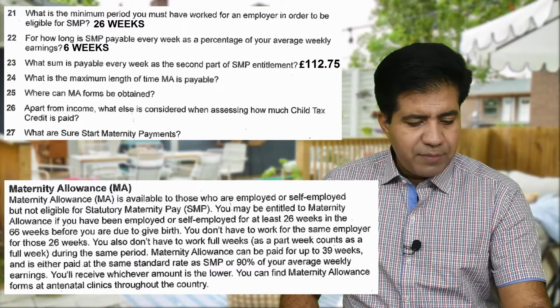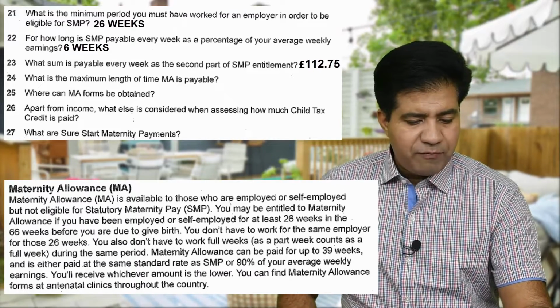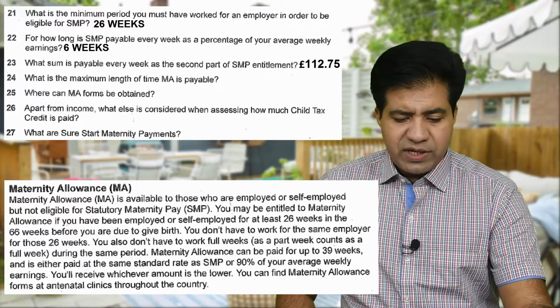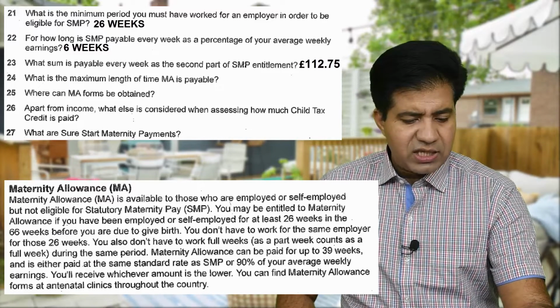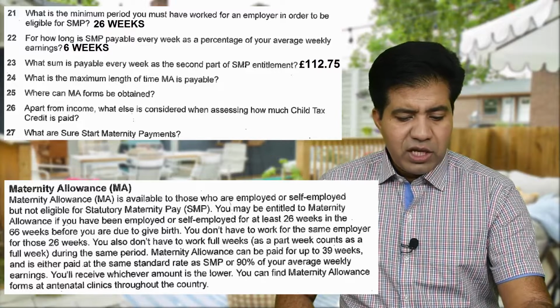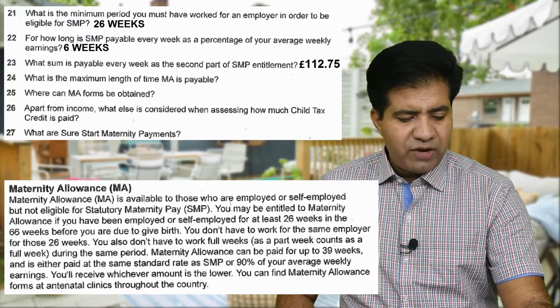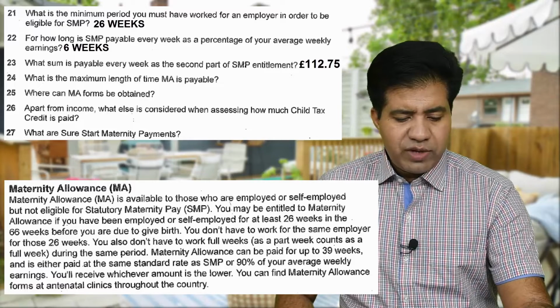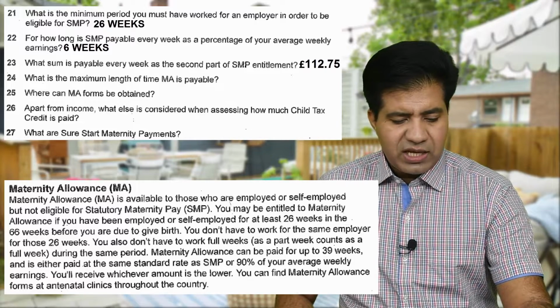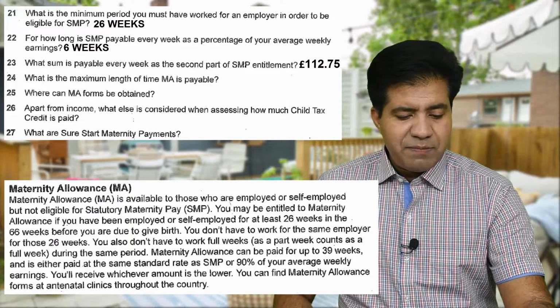There they say, reading this paragraph, allowance if you have been employed or self-employed for at least 26 weeks in the 66 weeks before you are due to give birth. You don't have to work for the same employer for those 26 weeks. You also don't have to work full weeks, as a part week counts as a full week during the same period.